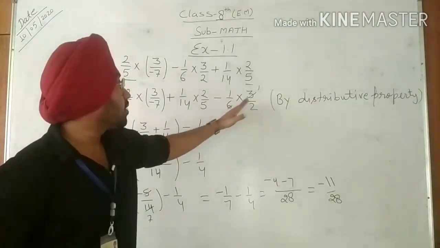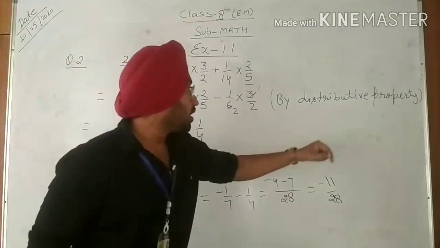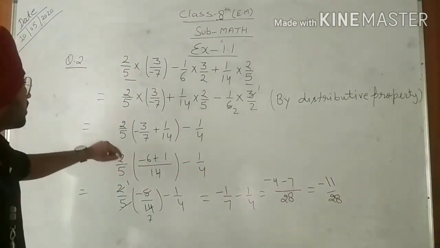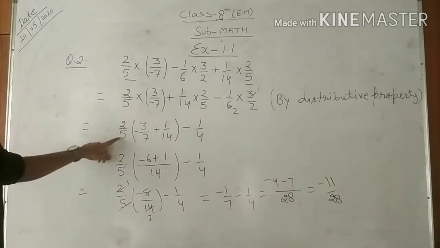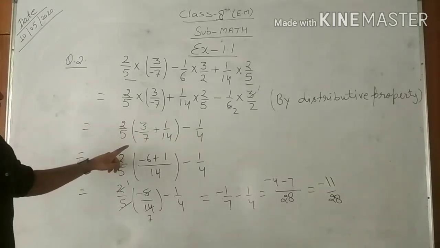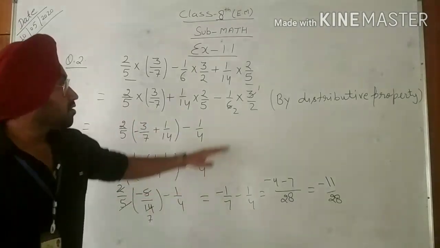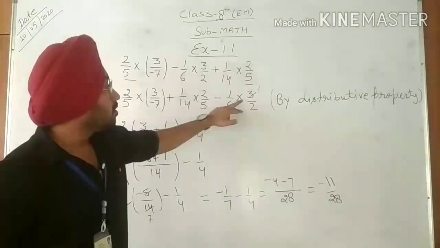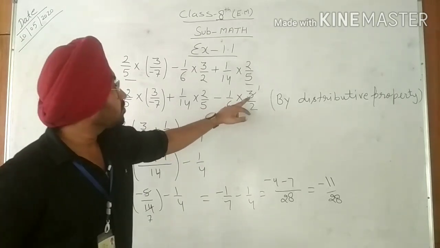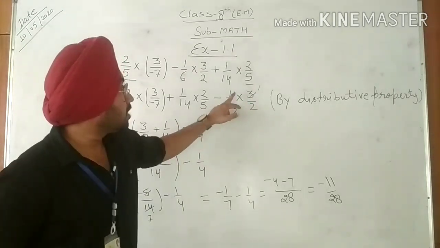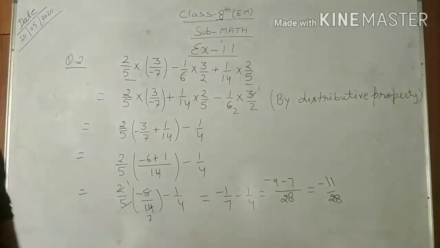Minus 1 upon 6 multiplied by 3 upon 2. So here we are going to use distributive property. By applying distributive property, we get 2 upon 5 as common here. So when we take 2 upon 5 as a common, we get minus 3 upon 7 plus 1 upon 14. And here we solve it. 3 1 is 3 and 3 2 is 6. These are cancelled by 3's table. 3 1 is 3, 3 2 is 6, and becomes 1 1 is 1 and 2 2 is 4. So it becomes minus 1 upon 4.